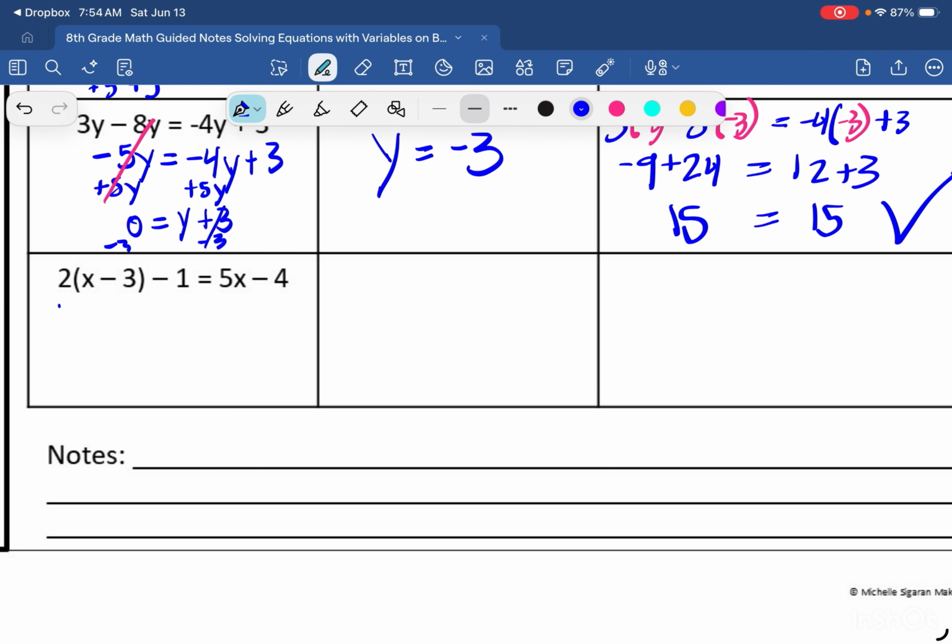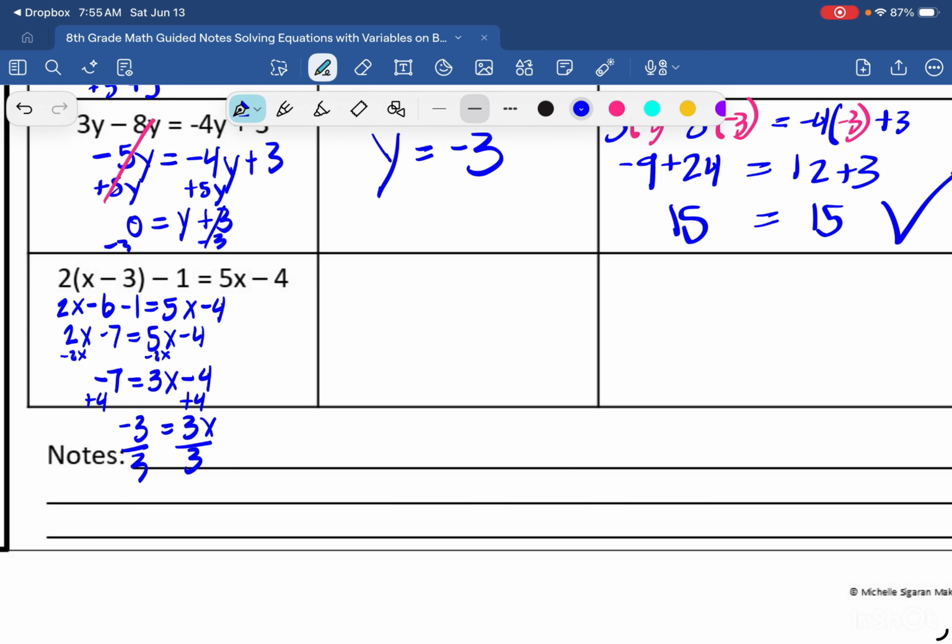Okay, so let's simplify. I have 2x minus 6 minus 1 equals 5x minus 4. That simplifies to 2x minus 7 equals 5x minus 4. Subtract 2x from both sides. I get negative 7 equals 3x minus 4. Add 4 to both sides. I get negative 3 equals 3x. Divide each side by 3, and I get x equals a negative 1.